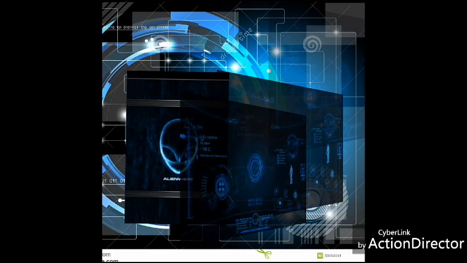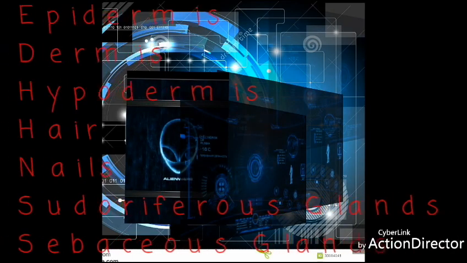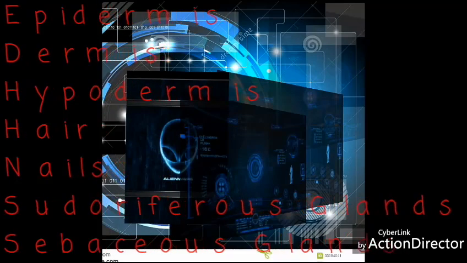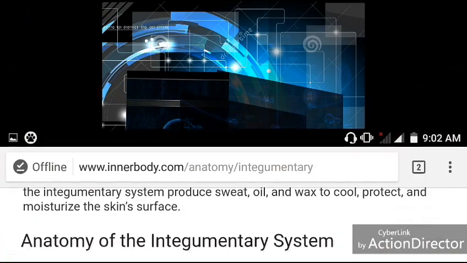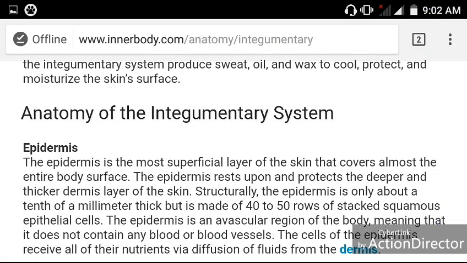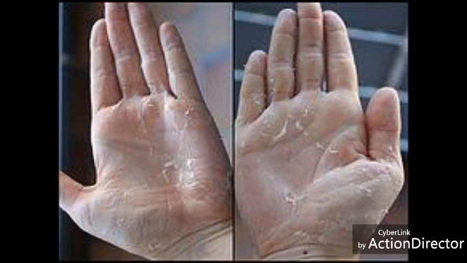The integumentary system is composed of the epidermis, dermis, hypodermis, hair, nails, sudoriferous glands, sebaceous glands and ceruminous glands. The epidermis is the most superficial layer of the skin that covers almost the entire body surface. The epidermis is made of several specialized types of cells. Almost 90% of the epidermis is made of cells known as keratinocytes. The epidermis in most of the body is arranged into 4 distinct layers.